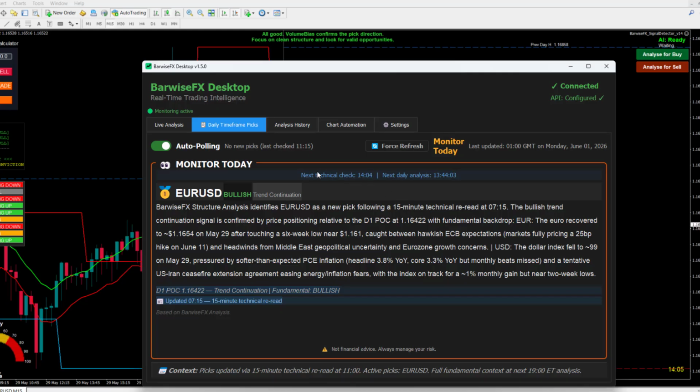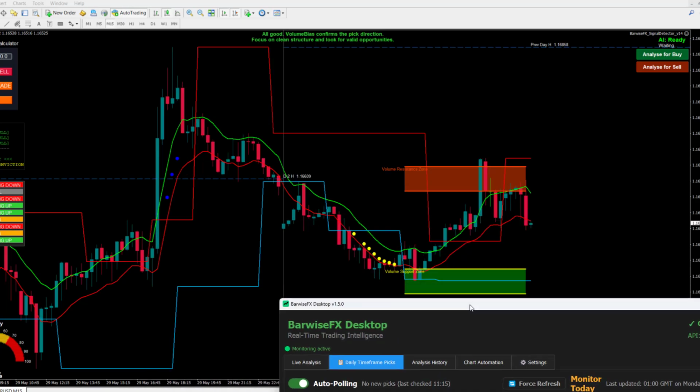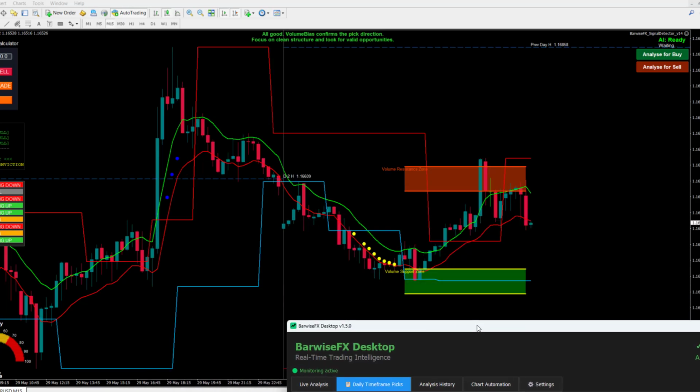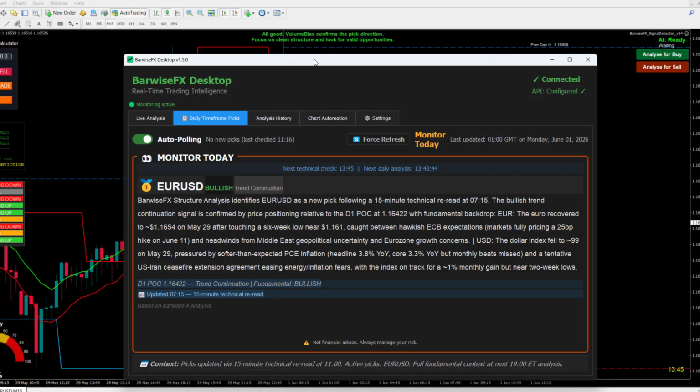And here on the left hand side, you can see next technical check. What this does is every 15 minutes, it will pull information from your MetaTrader 4 or MetaTrader 5 platform and then find pairs that line up with the fundamental analysis. So currently you can see we have the euro dollar bullish trend continuation here, and it was added at 7:15.